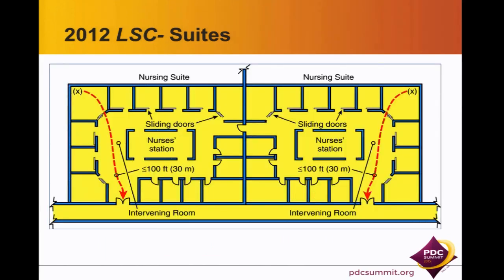And here's just an example of the suite. You see that the corridor on the bottom, if that was the exit access corridor, then both of these suites would have one entrance or exit onto the exit access corridor, and then the door in between the suites is the second means of egress into the adjacent suite.